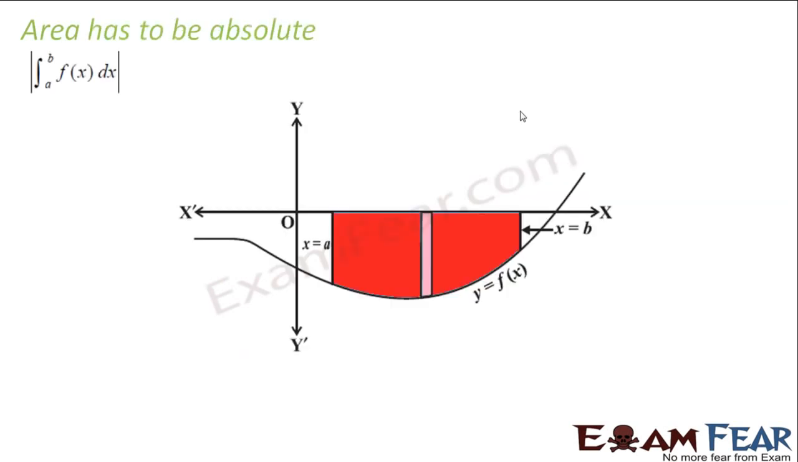Why I told you, for example, in this case, if you find the value of this, it will come out to be negative, correct? Why? Because if you see, your x is positive and y is negative. Correct. So x into y will give you a negative value. But since area has to be positive, I talk about area being always absolute. Basic concept, when you talk about area, it has to be absolute, right?